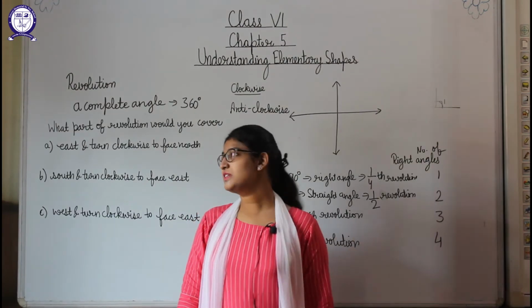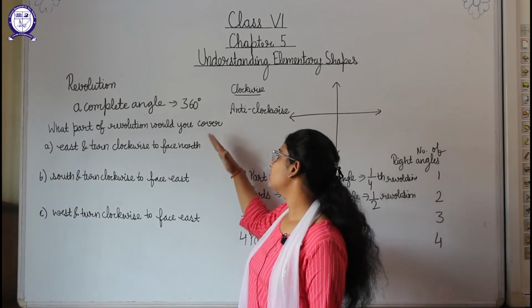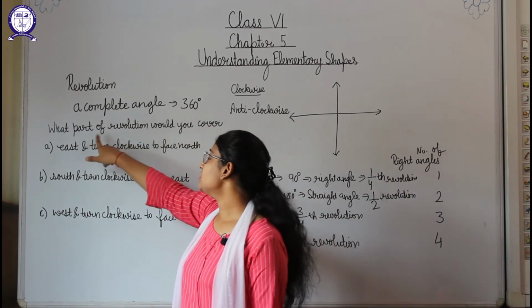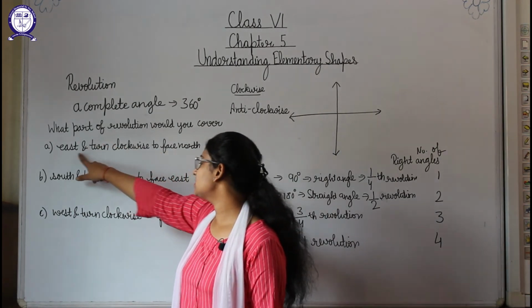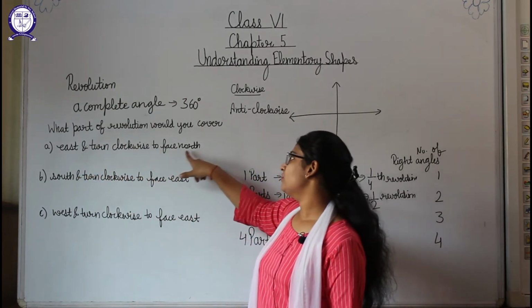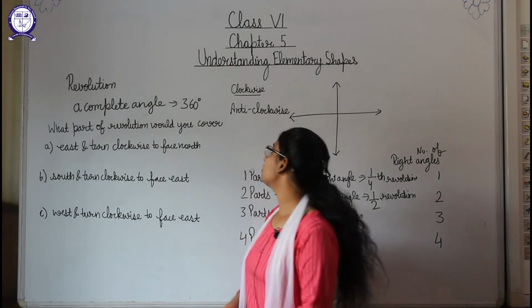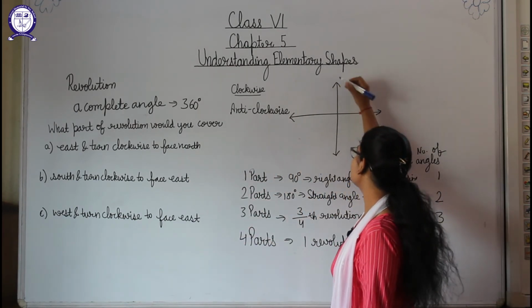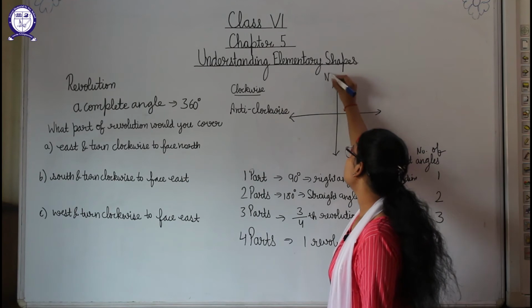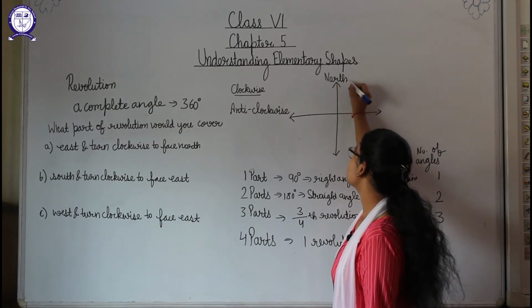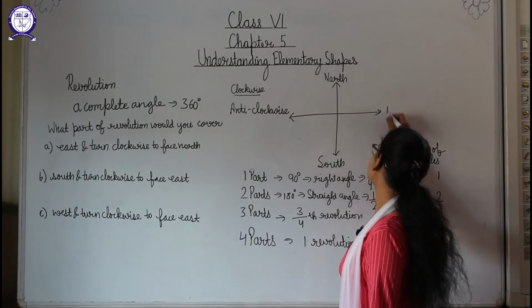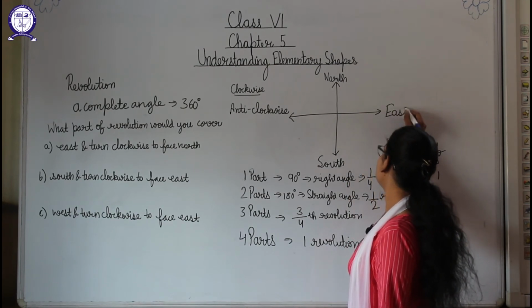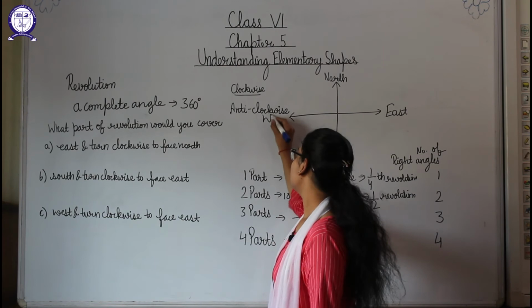Okay, now students, our next question is about directions. Which part of the revolution would you cover if you are facing towards east and then turn clockwise to face north? First of all, we know about the directions. We will make it like this, and this is the north direction, south, east and west. These are the directions here.